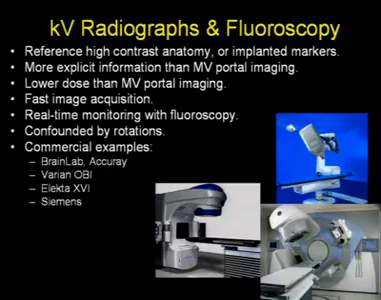The image acquisition is rapid, and some of these devices can be used in fluoroscopic mode, providing the real-time movie loop information back to the user. However, 2D kV can be confounded sometimes by rotations and may be difficult to interpret in this regard. And here are some commercial examples shown here, from the BrainLab Accurate system to the Varian OBI and Elekta XVI systems, which are both capable of being used in the 2D mode, as well as Siemens solutions that are coming up.